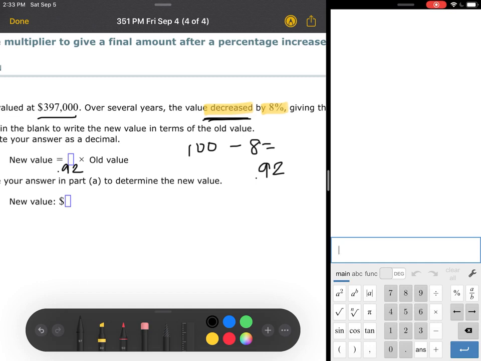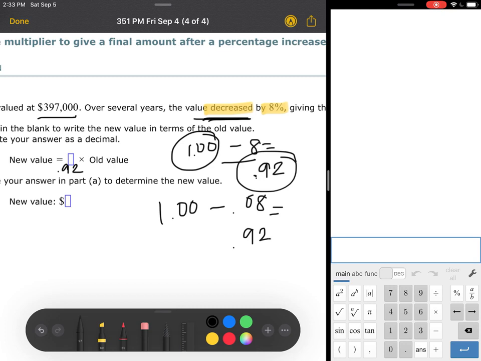Okay, so real quick going over this. If it decreased by 8%, I say, okay, well, I start with 100, I lose 8, I'm left with 0.92. Now technically, if you want the official way to write this, it's 1.00, so that's 100%, minus 0.08, that's the 8% you lost, leaves you with 92% of the original value. I know I wrote that wrong, but this is the technical way of understanding why it's 0.92.